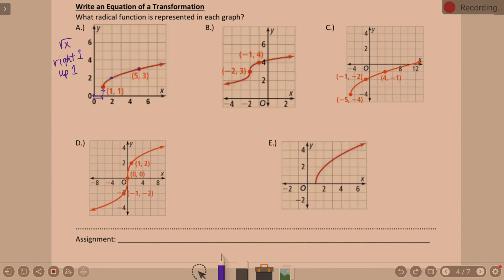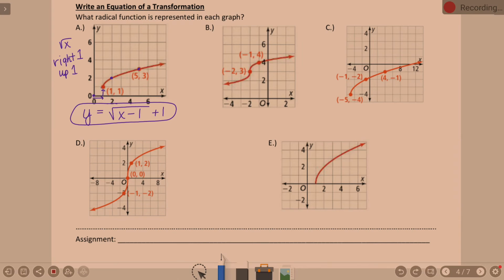Unless it specifies, I think I just used y. I guess it says what radical function, so maybe we should use f of x. It doesn't matter to me. But there's your start. Y equals, no stretch, no reflection, so go straight into your square root. Square root of what? How do I show right 1? X minus 1. How do I show up 1? A plus 1 outside. There you go. That's your equation you're looking for there. You're just trying to identify all the pieces. Questions?